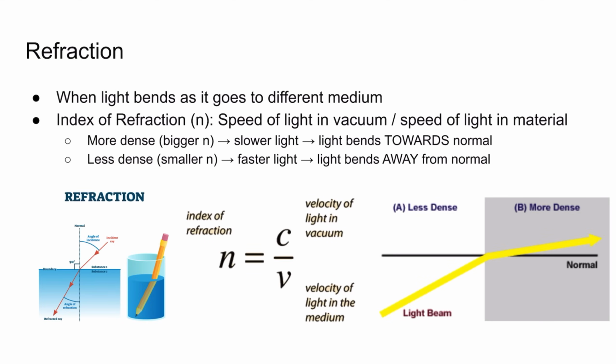Now, refraction is when light bends as it goes to a different medium because of the change in speed. Index of refraction is the ratio between speed of light in a vacuum and speed of light in a material. Speed of light in a material changes, but speed of light in a vacuum is represented as c, and it's always 3 times 10 to the 8th meters per second. So a larger index of refraction means a denser medium, which results in light moving slower. And when light moves slower, the light ray will bend towards the normal line. When the index of refraction is lower, then the medium is less dense, so the light will move faster and the light ray will bend away from the normal line.